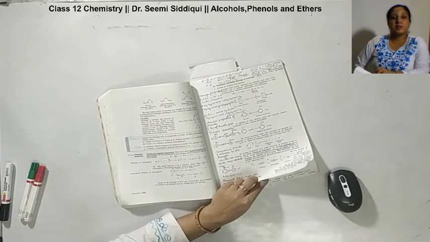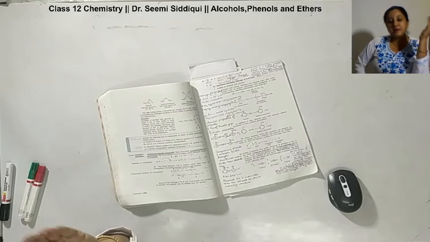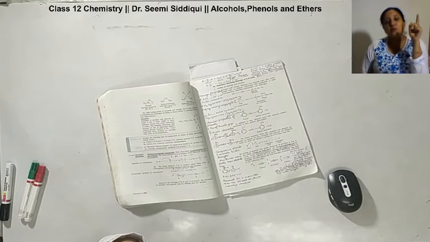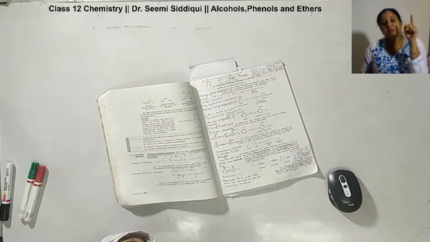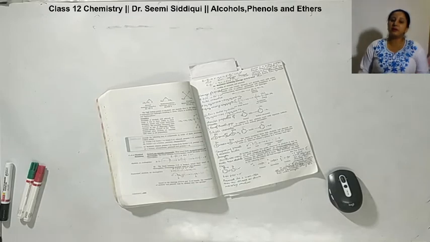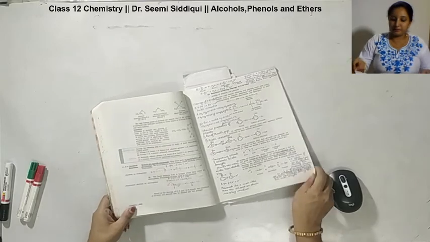Then we did the question about the acidity of primary, secondary and tertiary alcohols. Primary alcohol is going to be the most acidic and tertiary alcohol is going to be the least acidic. The reason, I told you, is the inductive effect: more alkyl groups are present on the tertiary alcohol. Therefore, there will be more electron density on the 3-degree carbon atom.